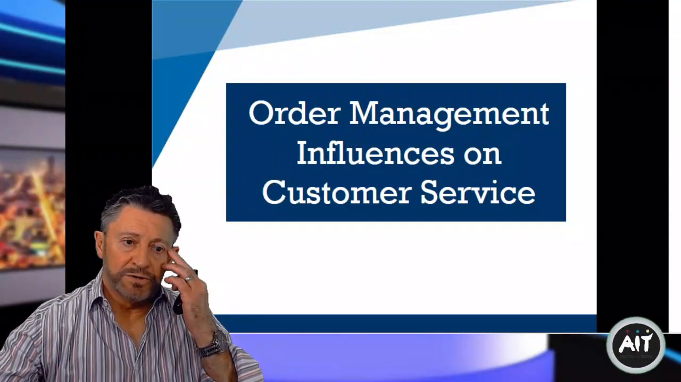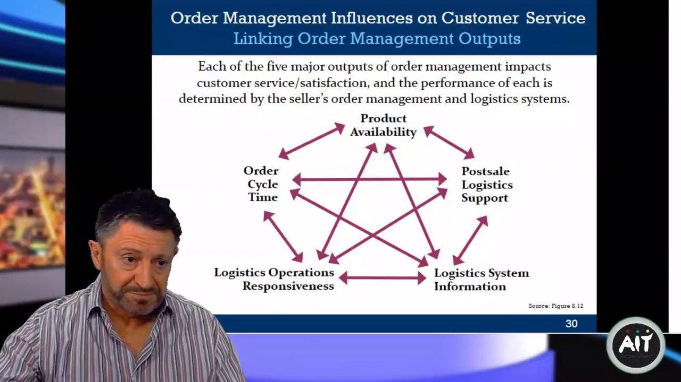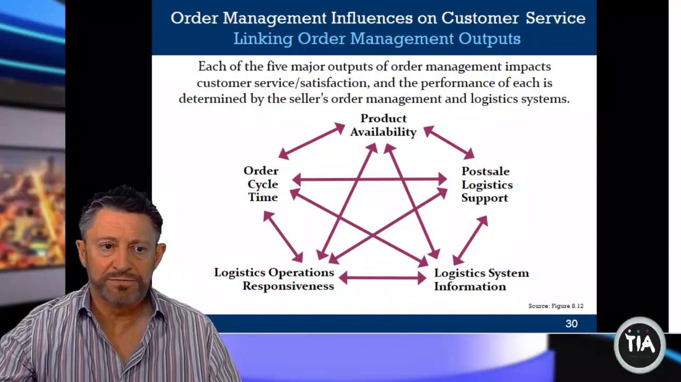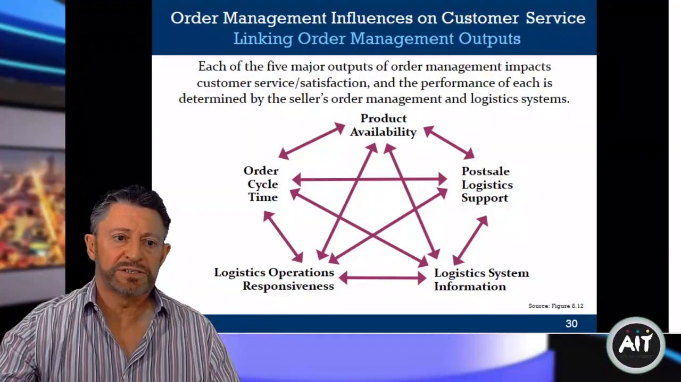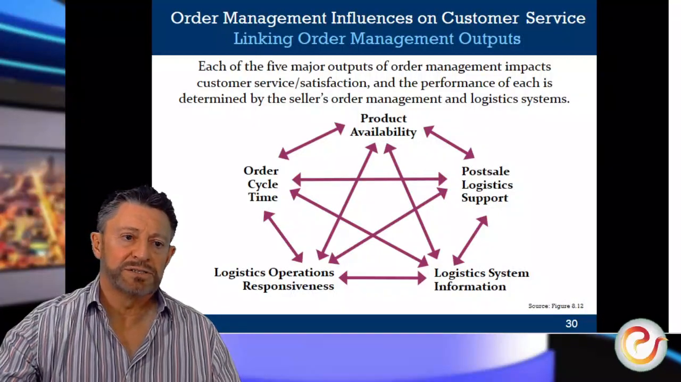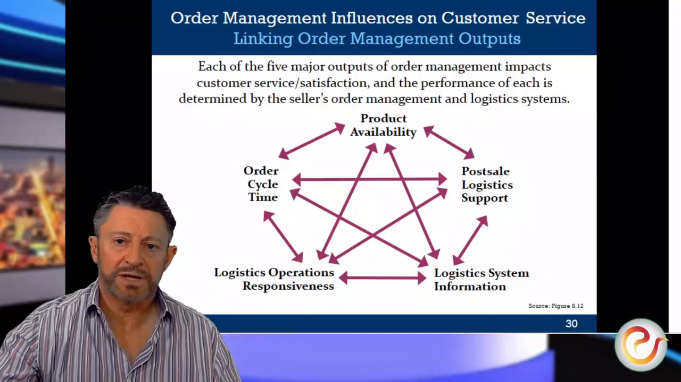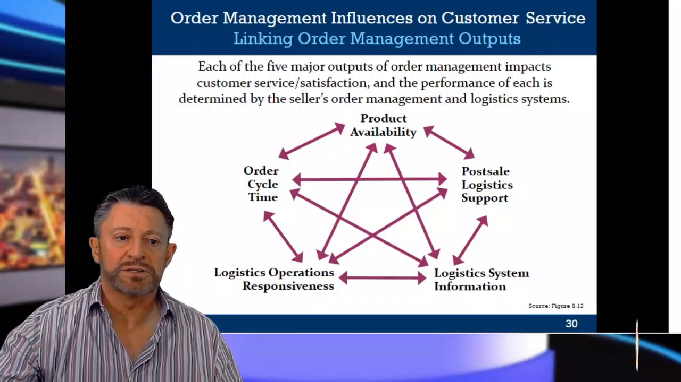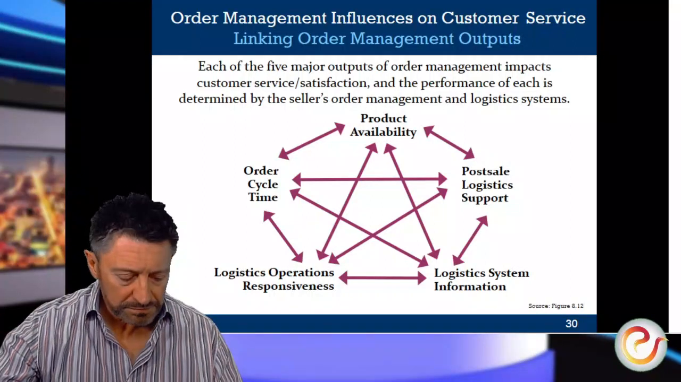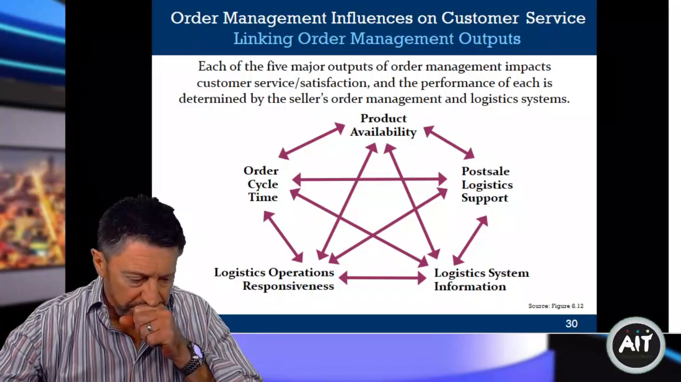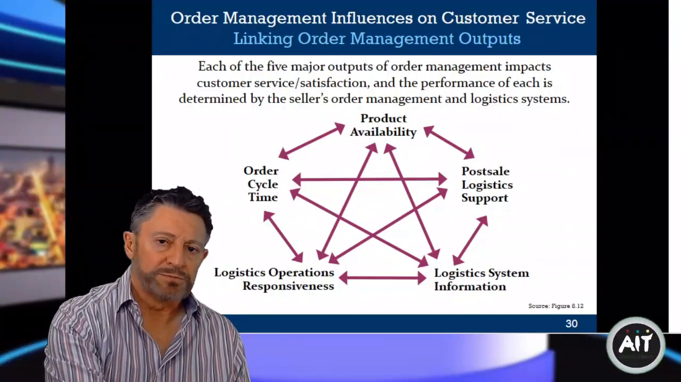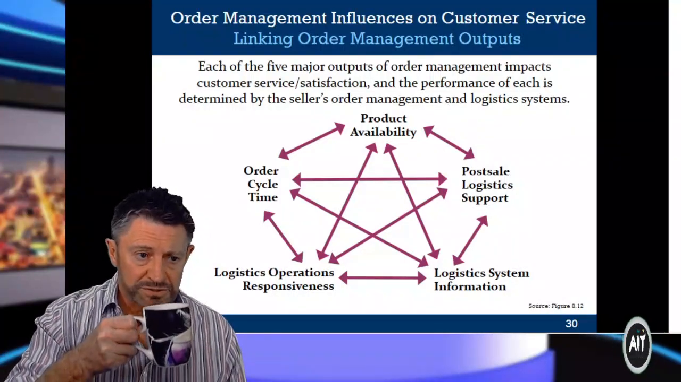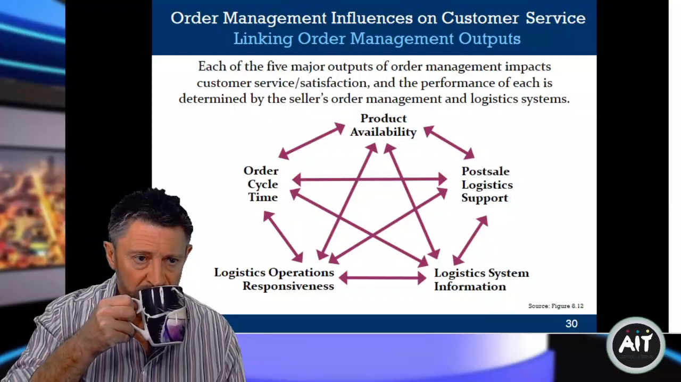So order management influences the customer service itself. And here we have a nice little diagram. 5 major outputs of order management impact customer service satisfaction, and the performance of each is determined by the seller's order management and logistics system. So again, this is for all intents and purposes like your 5 generic performance objectives, and remember the polar diagrams are the spider diagrams, the same type of thing, just slightly differently represented.